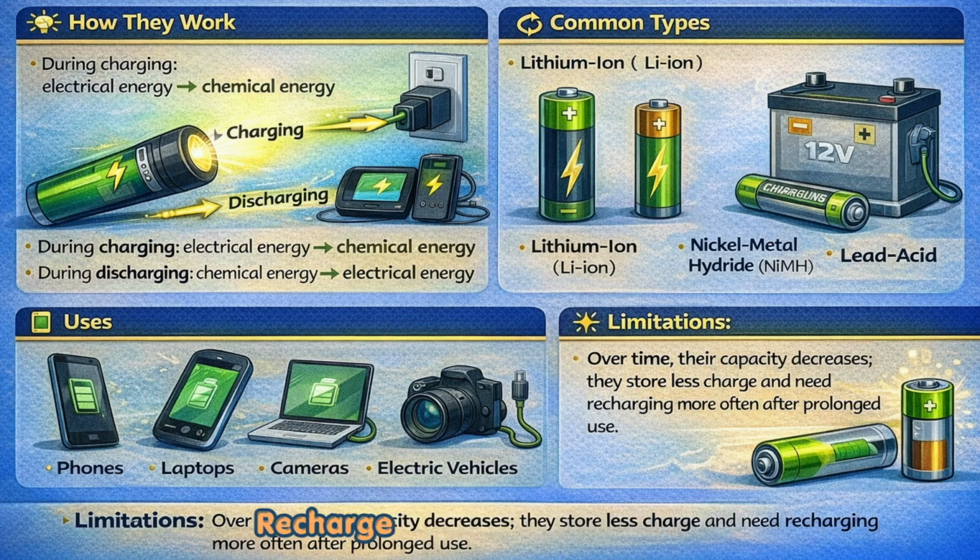Rechargeable batteries. Rechargeable batteries are cells that can be charged and reused, saving money and reducing waste. They contain two electrodes and an electrolyte, allowing charging and discharging. They convert chemical energy into electrical energy during use. Common types include lithium-ion, nickel metal hydride, and lead acid. These batteries power devices like phones, laptops, cameras, and even electric vehicles. Over time, their capacity decreases, so they store less charge and require more frequent recharging after prolonged use.